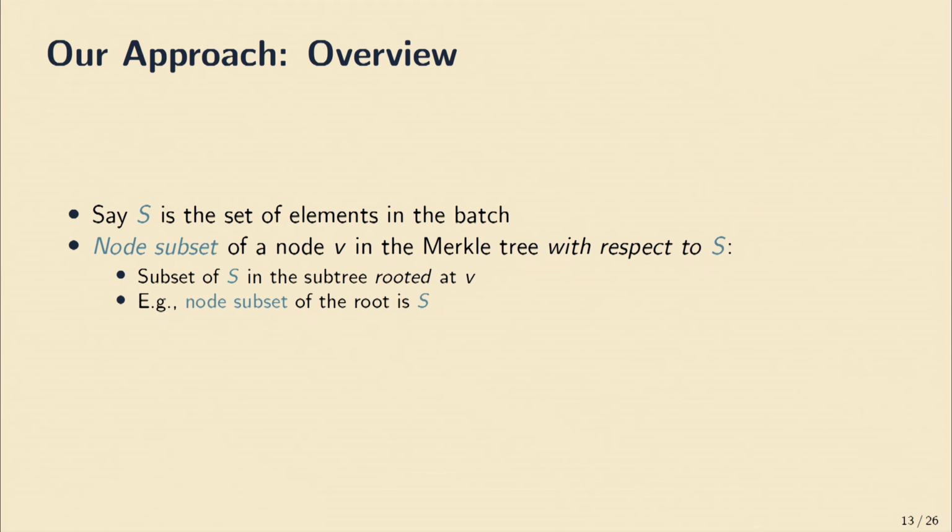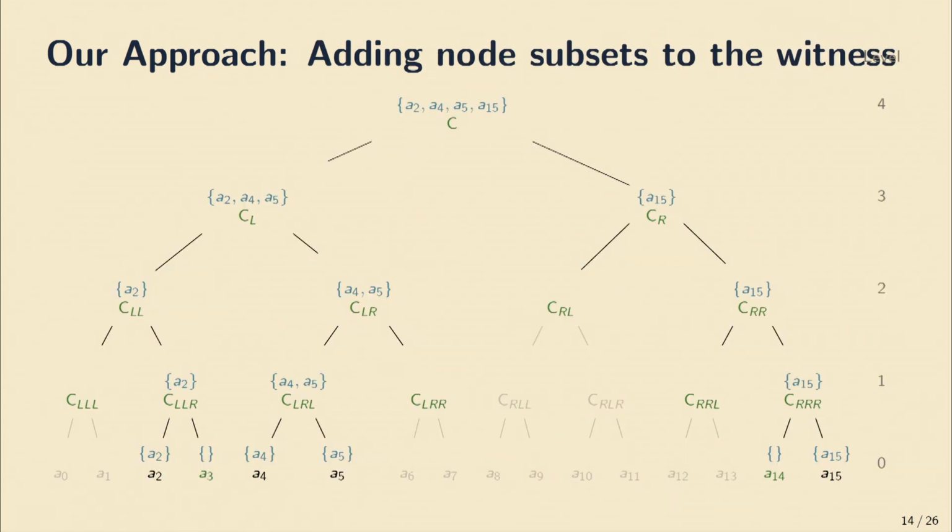Now our new inefficient batch proof not only contains these membership proofs like we talked about before, but also contains these node subsets. So the root here contains A2, A4, A5, A15. The CL here, A2, A4, A5, A15, and so on and so forth. You can see that this invariant is satisfied, where every node has a node subset that is a subset of the initial claimed batch. So this is our new inefficient batch proof.